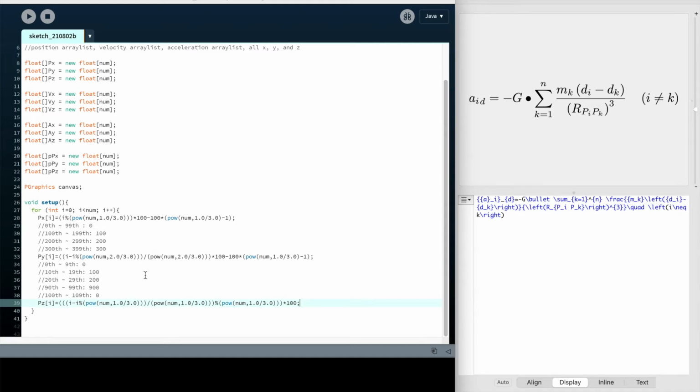Now, because I'm not sure yet, I'm going to print px first. Now, if I print px, let's see what happens.